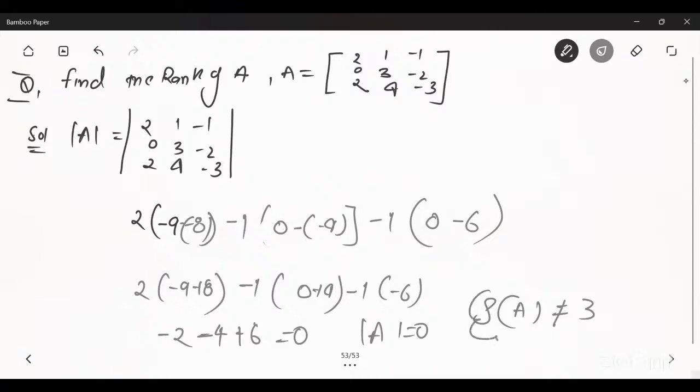Okay. Now we can check any 2 by 2 minor. Now I am taking any 2 by 2 minor. Firstly, I am taking 2, 0, 1, 3. Okay, that I am taking 2 points of that matrix, 2 1 0 3. Now if I multiply 2 by 3, it is 6, minus 0. So we will get 6.